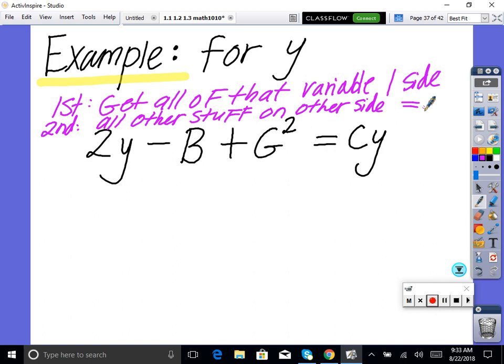So look at this. 2y minus b plus g squared equals cy. You're like, I need to solve for y. Oh, but there's 2 y's. Well, oh yeah, this is the one where I need to get all the y's on one side of the equation and everything else on the other side.